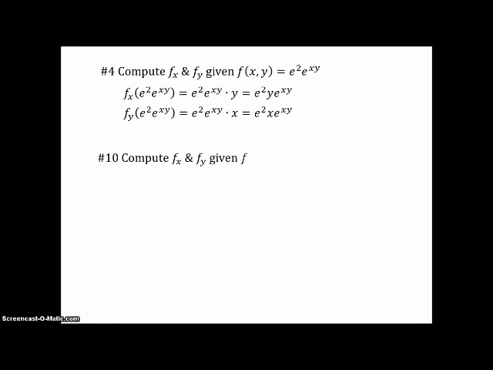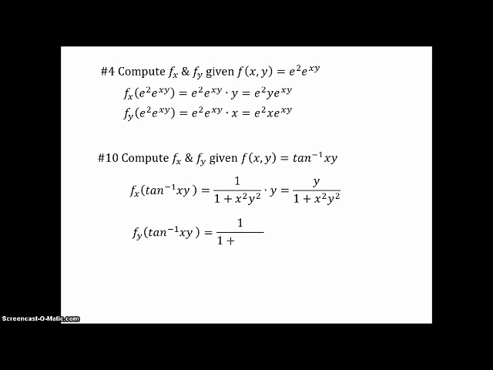Number 10, compute f sub x and f sub y given this function. All right, this is a nice review of all your derivatives. You have to remember that the derivative of tan inverse of a quantity is 1 over 1 plus that quantity squared, and then if that quantity is a function, you have to apply the chain rule. So f sub x is 1 over 1 plus the quantity xy squared times the derivative of xy, which with respect to x is just y. And then if we do it again with respect to y, it's the same idea, except that in the chain rule again, the derivative of xy with respect to y is just x.